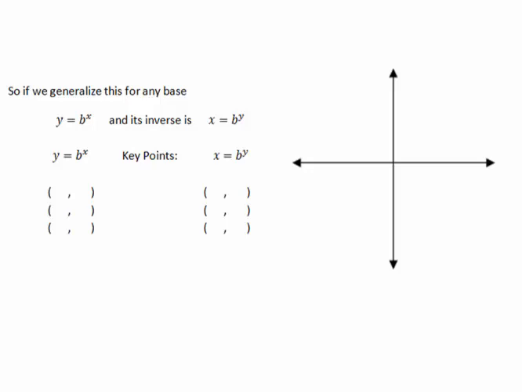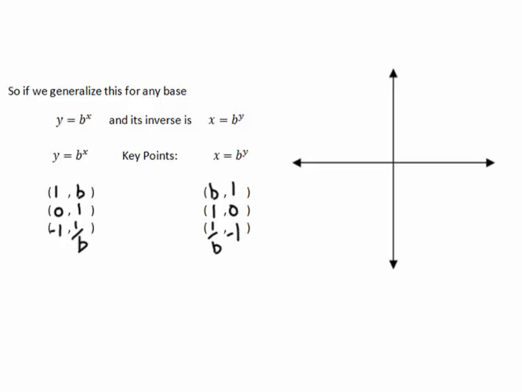Any base, we're always going to have certain key points. At 1, we'll always be at the base. At 0, we'll always be at 1. And at -1, we'll always be at the reciprocal of the base, or 1 over the base. Now, if those are the key points on the exponential, the inverse, well, the points just swap. b and 1, 1 and 0, and 1 over b and -1.